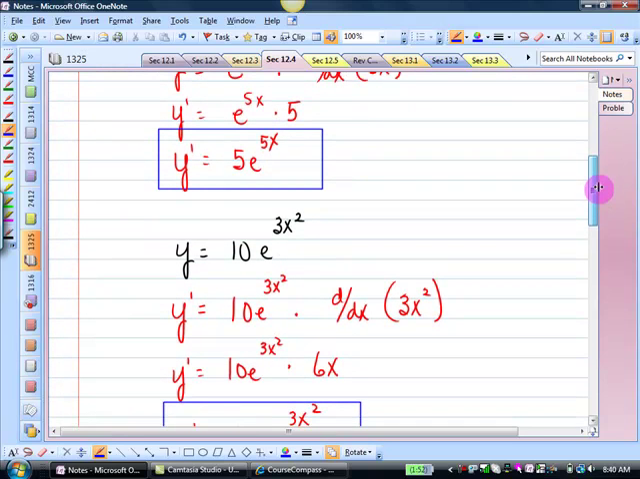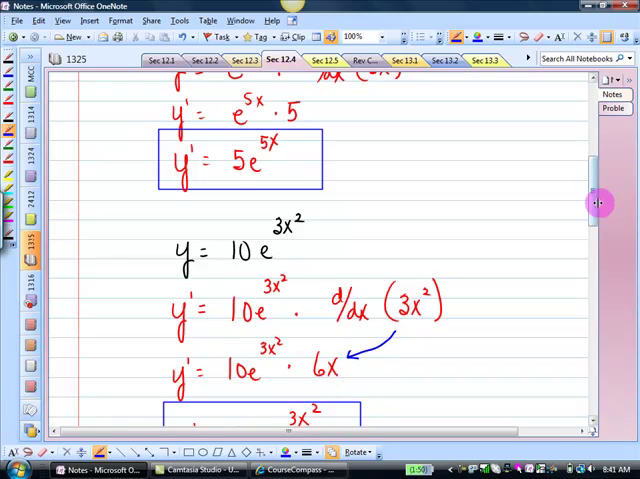So move it up a little bit. So we have the next one. y equals 10e to the 3x squared. So if you're going to take the derivative of that, write down the original thing just as it is. So we have 10e to the 3x squared times the derivative of 3x squared. The derivative of 3x squared is 6x. So now we have this.